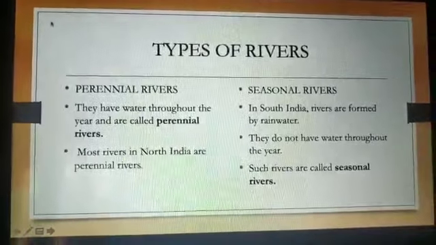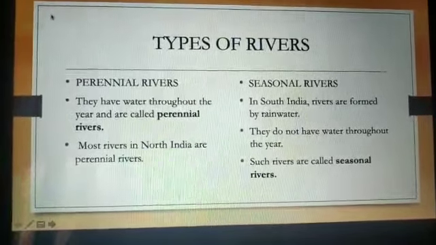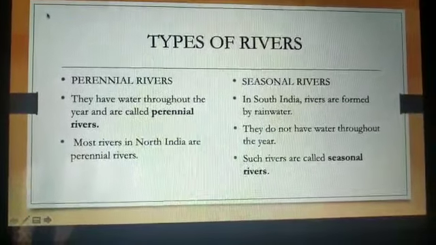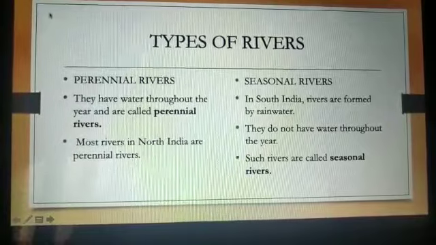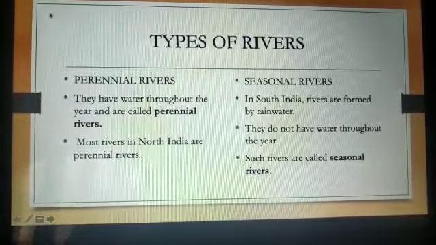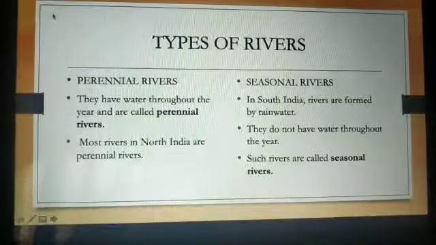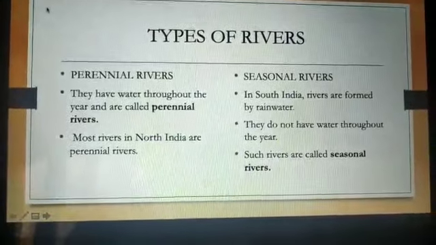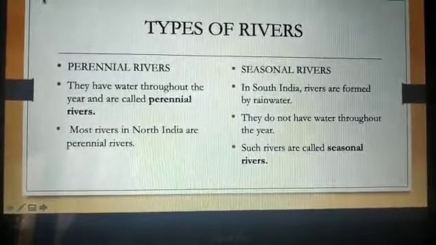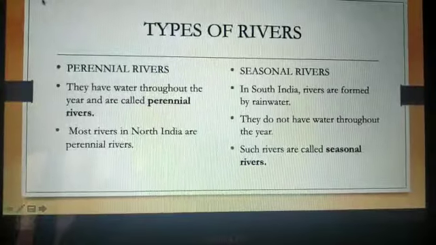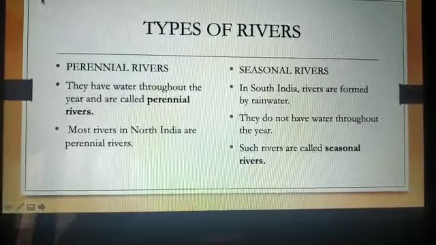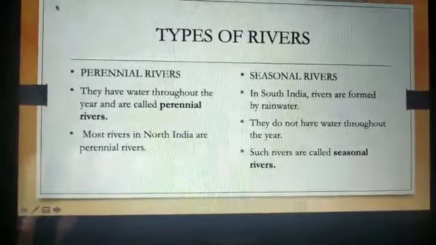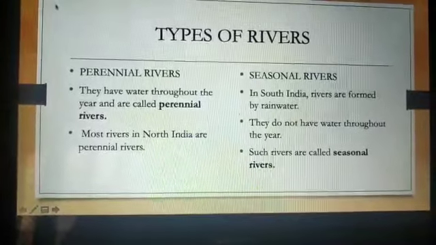Now, what are the types of river? There are two types of river. First is perennial rivers and second is seasonal rivers. Perennial rivers are those rivers which have water throughout the year. पूरे साल भर जिस रिवर में पानी रहेगा, that is called perennial rivers. Similarly, seasonal rivers do not have water throughout the year. जो सिर्फ सीजन में उनके अंदर पानी रहेगा, that is called seasonal rivers.